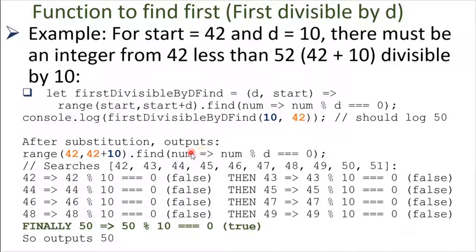Whatever that first input is that produces true as an output here is what find gives you back. So firstDivisibleByD with 10 going in for d and 42 going in for start, we get 42 to 42 plus 10 for range. It's going to go through the process that I said, so this whole thing is going to return 50, which will be the output from this function. So it's going to log 50.